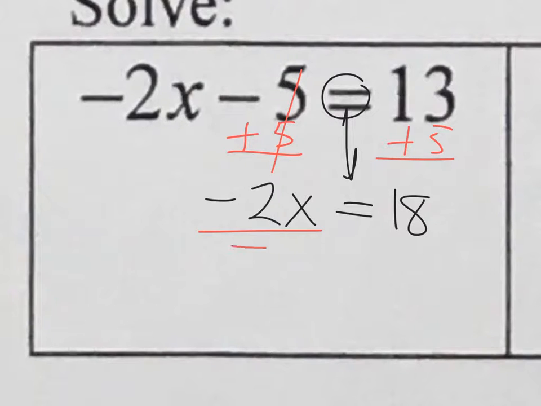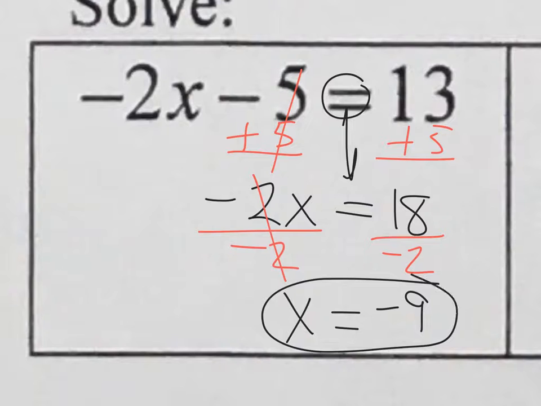So I'm going to be dividing by -2. That'll cancel out. What I do to one side, I do to the other. I'm dividing by -2. I get my final answer. The x comes down, the equals comes down, and I get 18 divided by -2. That answer is -9. That's my final answer.